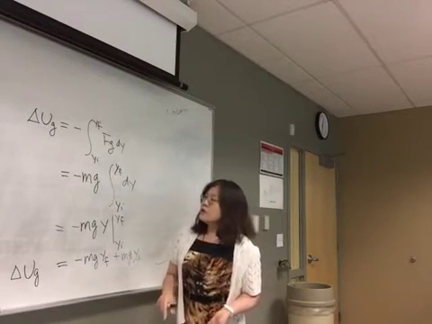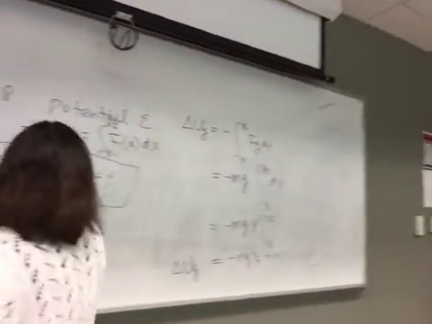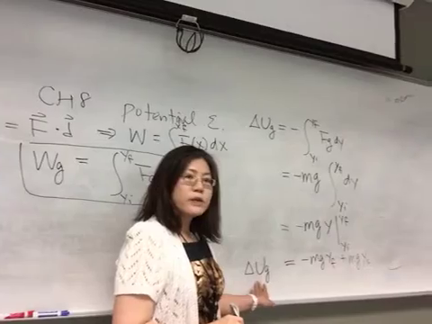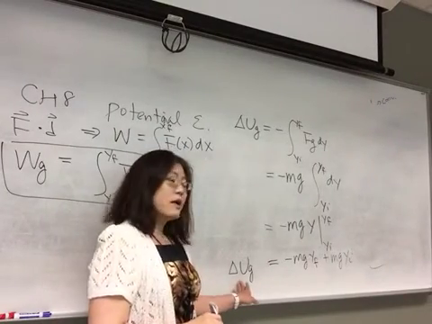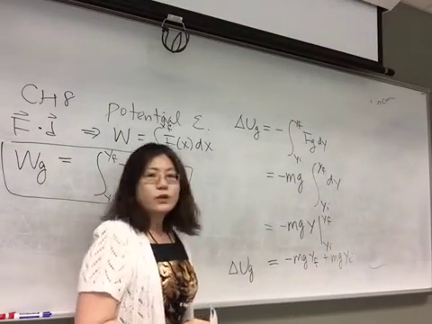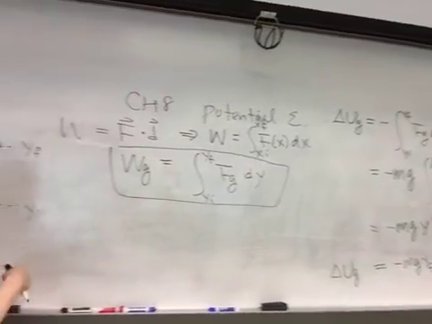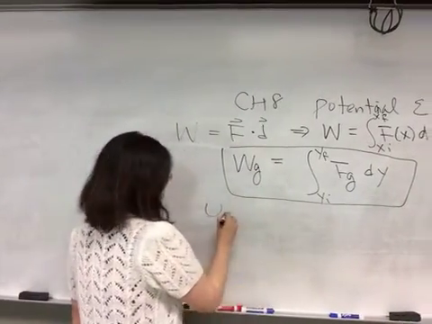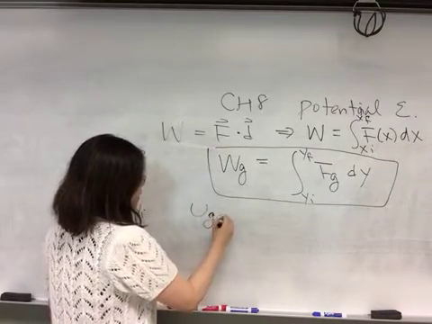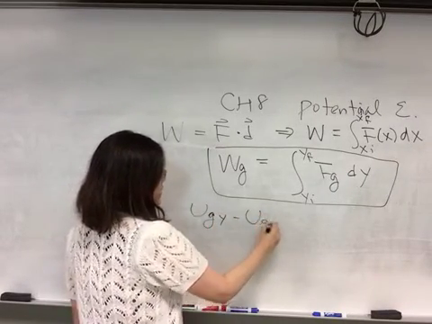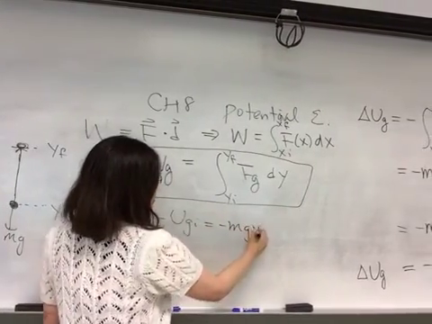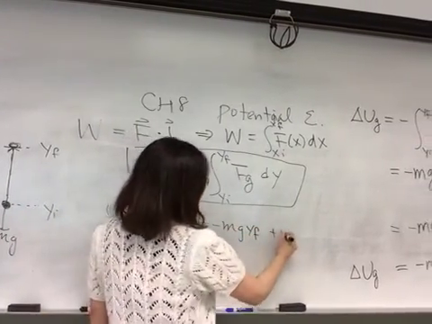If we write it out, delta U will be the final gravitational potential energy minus the initial gravitational potential energy. Then your delta U can be expressed as UG final minus UG initial, and that's equal to negative mgyf plus mgyi.